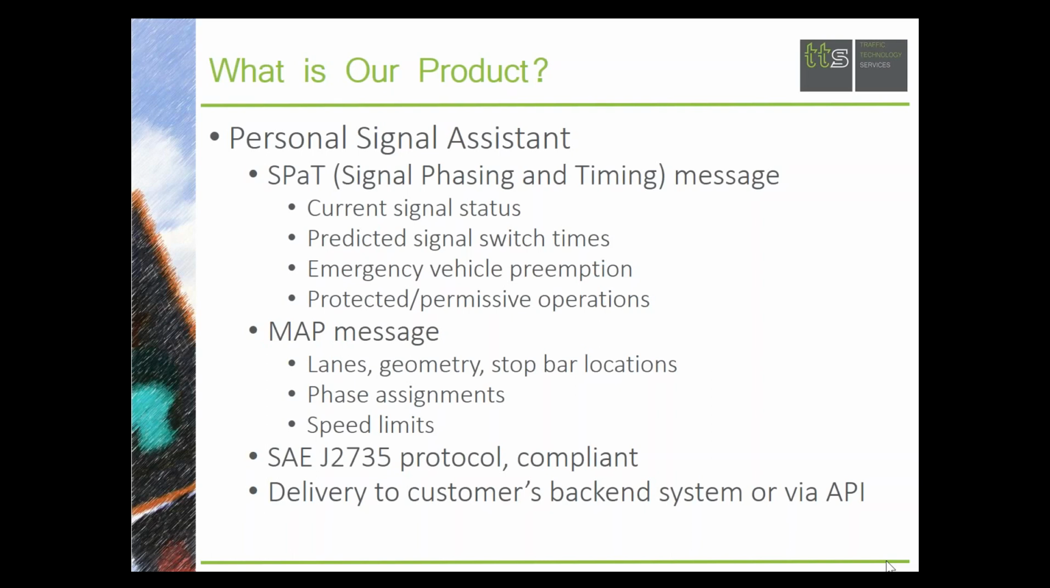They've got the emergency vehicle preemption and the protected-permissive operations. I mentioned the map message that has all the lanes and all that kind of stuff. The communication protocol is exactly the same protocol, the J2735 protocol, that is used within the DSRC communication.